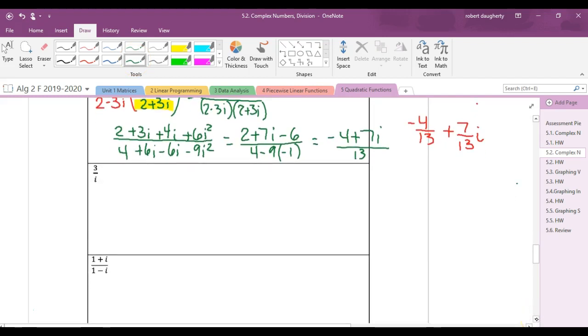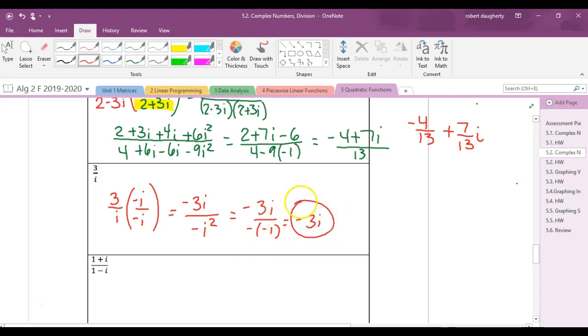Maybe I should have done this other one, it's easier. What is the conjugate? So this is 3 over i. What is the complex conjugate of i? It's just negative i. So I'll multiply this by negative i over negative i. What do I get on the top? Negative 3i. What do I get on the bottom? Negative what? i squared. What is i squared? Negative 1. So this is negative 3i over negative 1, which is just that 1. So the answer is negative 3i.